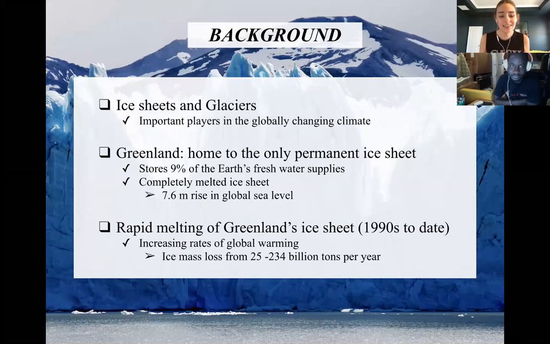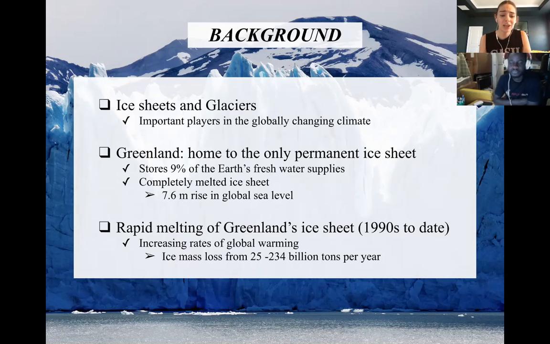So ice sheets and glaciers are hydrological resources that play an important role in global climate change. Outside Antarctica, Greenland is home to the only permanent ice sheet. The ice sheet stores 9% of the Earth's fresh water supplies, which is the equivalent of a 7.6 meter rise in global sea levels if this ice sheet were to completely melt.